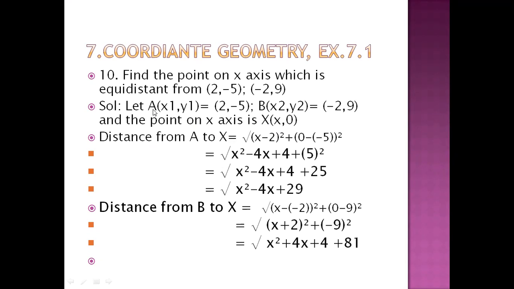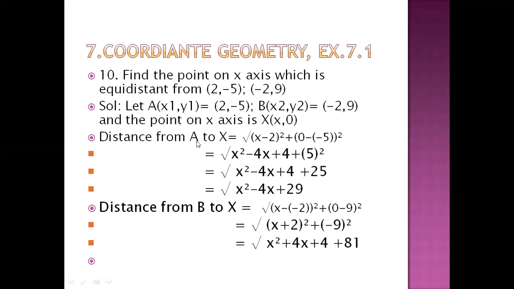Now the distance from A to x is equal to the distance from B to x. This is given in the question. Remember children that these three are not on the same line. Suppose the point on x-axis is here, and A point is here, and B point is somewhere down. So the distance from x to A and the distance from x to B are both equal, as given in the question. So we have to use the distance formula and equate both the distances.